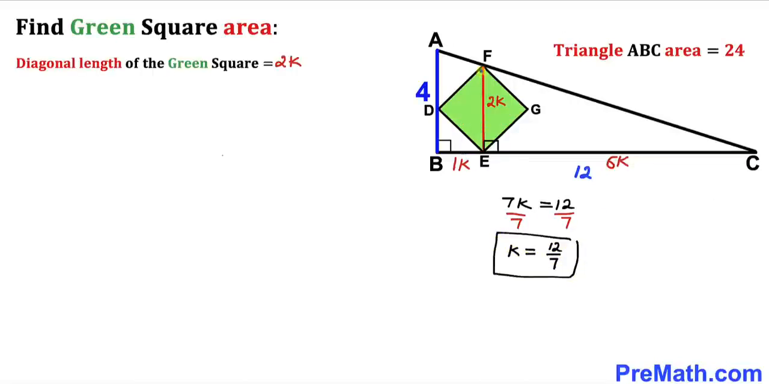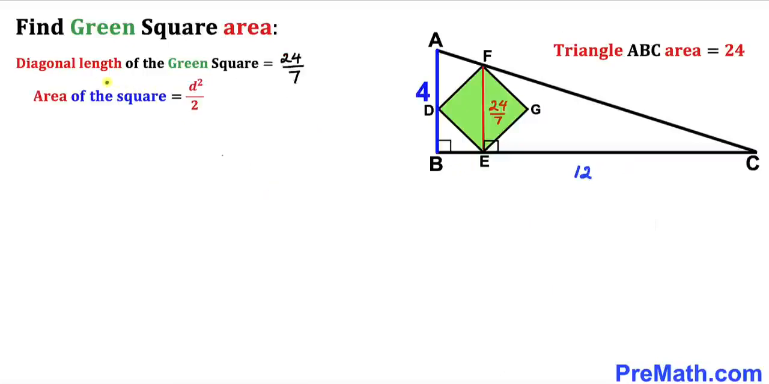And we know that the diagonal length of this green square is 2k, which is right over here. And our k value is 12 divided by 7. So I'm going to replace k by 12 divided by 7 over here. So therefore this diagonal length is going to become 2 times 12 divided by 7, which is going to give us 24 divided by 7.